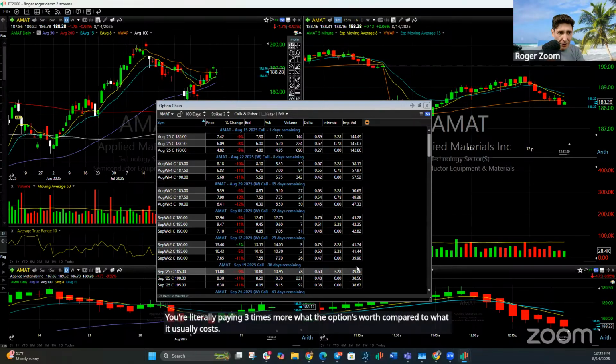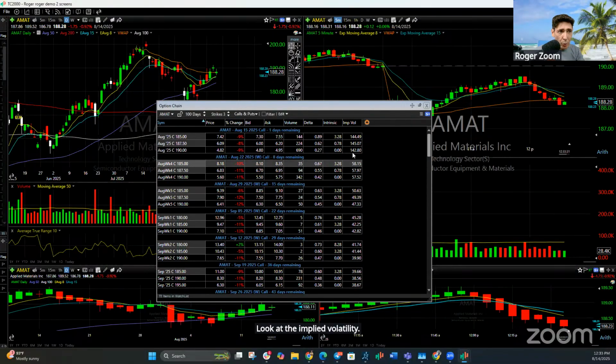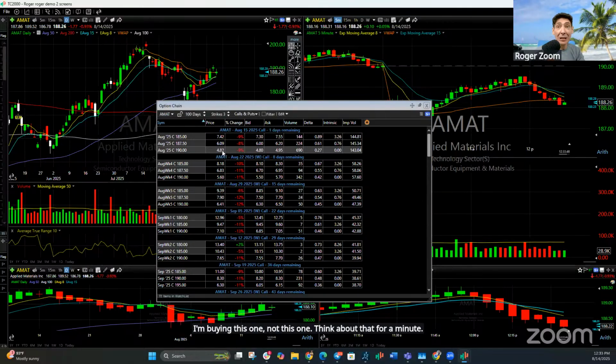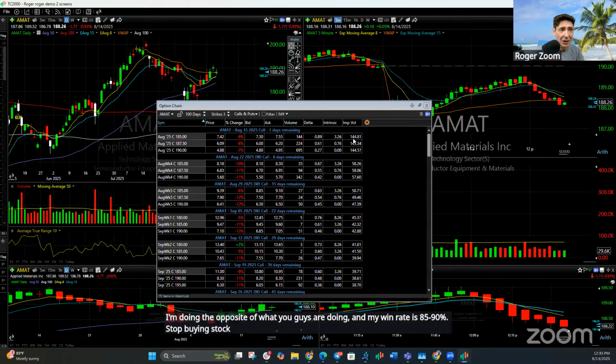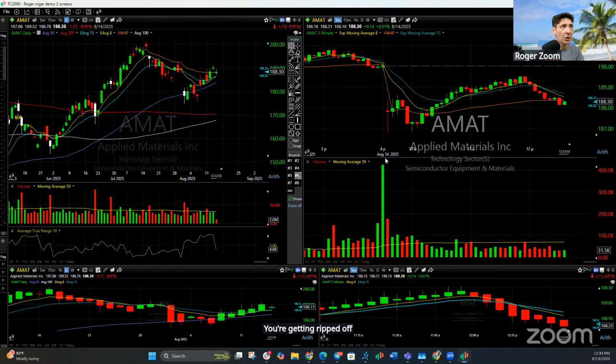Look at the implied volatility. That'll raise the price of the option 3 times. I'm selling this thing. You're buying it. My win rate is 85%. I'm buying this one, not this one. Think about that for a minute. I'm doing the opposite of what you guys are doing, and my win rate is 85, 90%. Stop buying stocks before earnings. You're paying up the wazoo in implied volatility. You're getting ripped off. That's what you're doing.